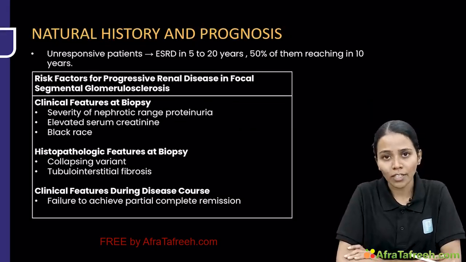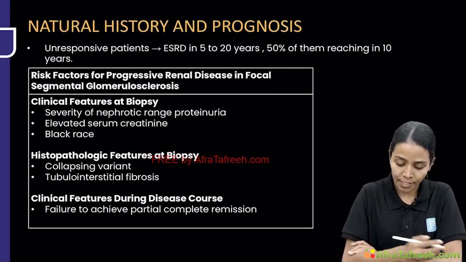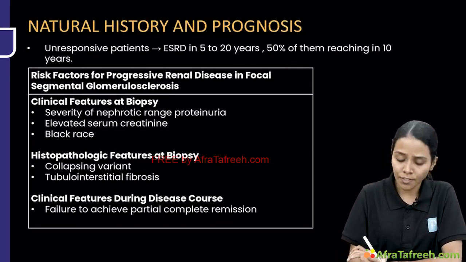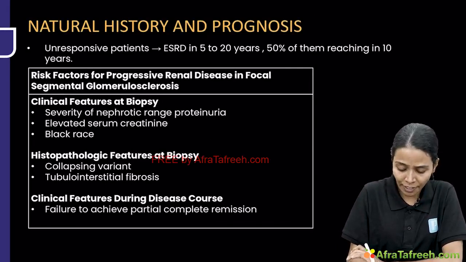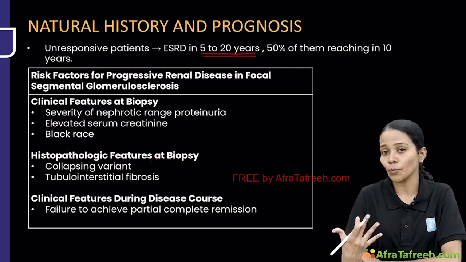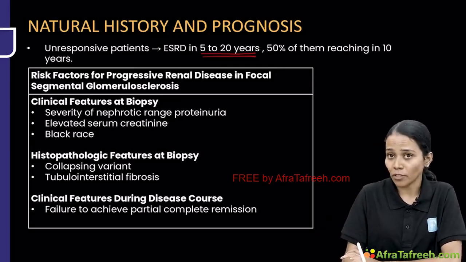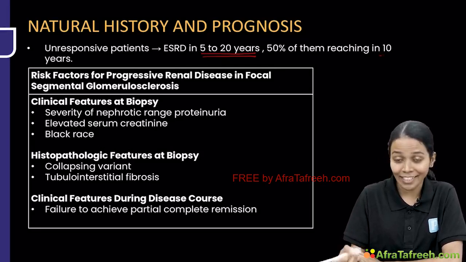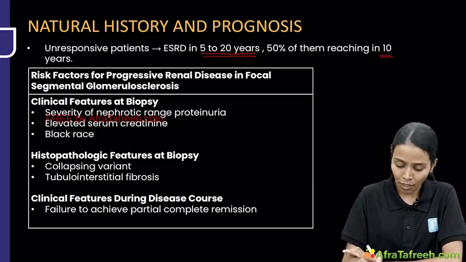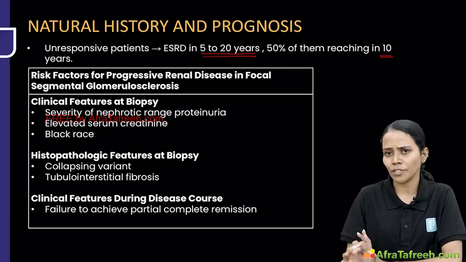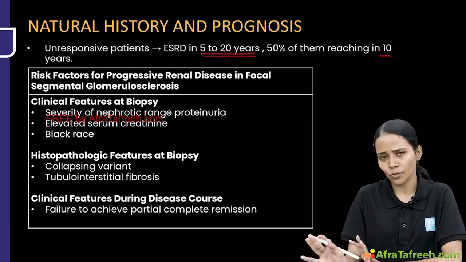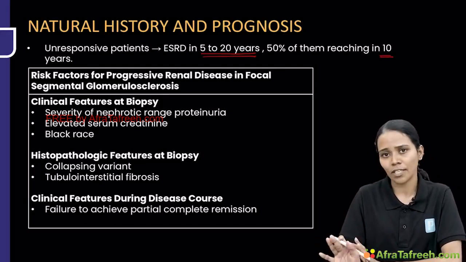Okay. Now, coming to the natural history and prognosis of the disease. The unresponsive patients generally progress to ESRD in 5 to 20 years. That is the patients whose proteinuria remains nephrotic. And 50% among these become ESRD in 10 years itself. So most of these unresponsive patients progress to ESRD. It's like there is no escape for this.